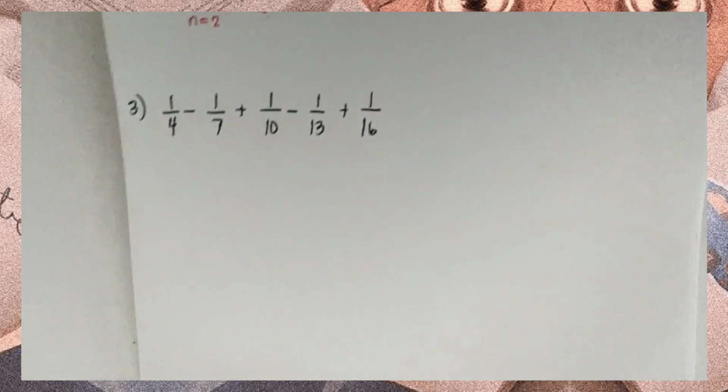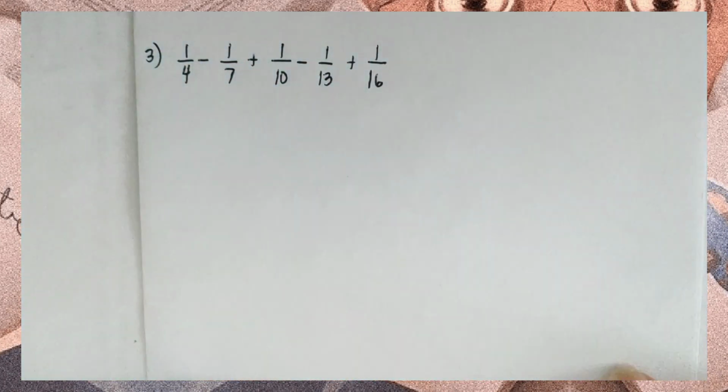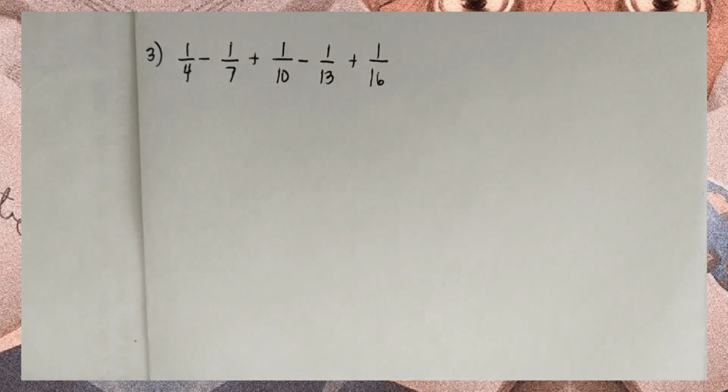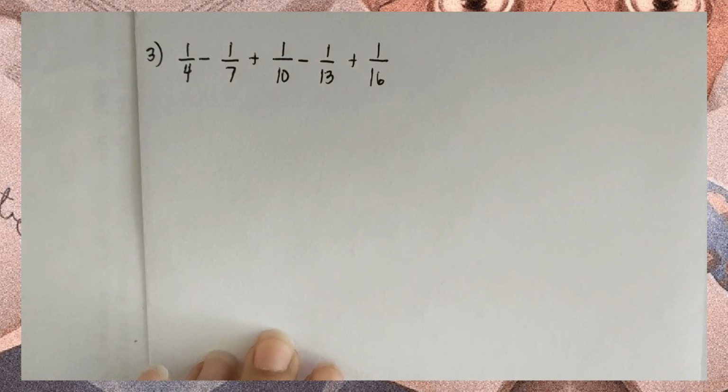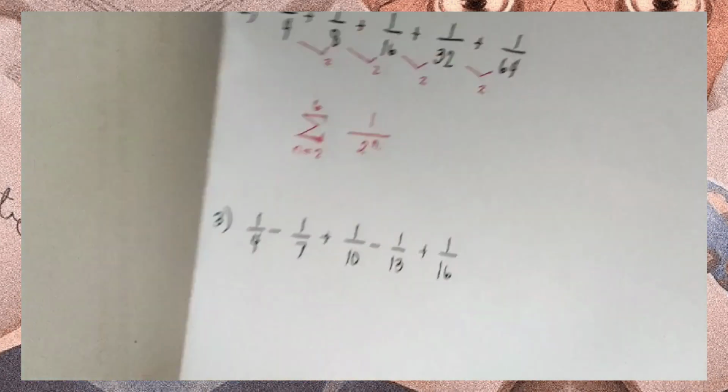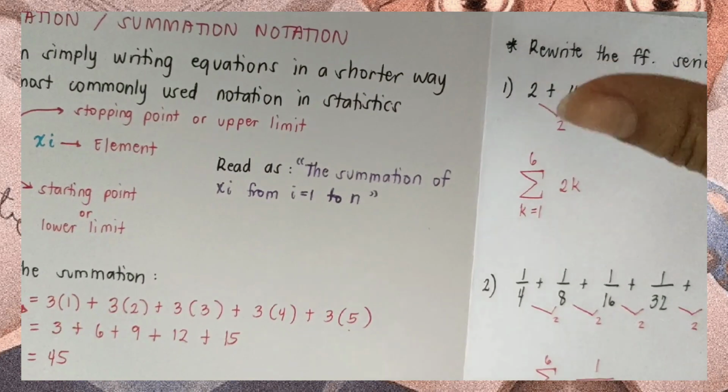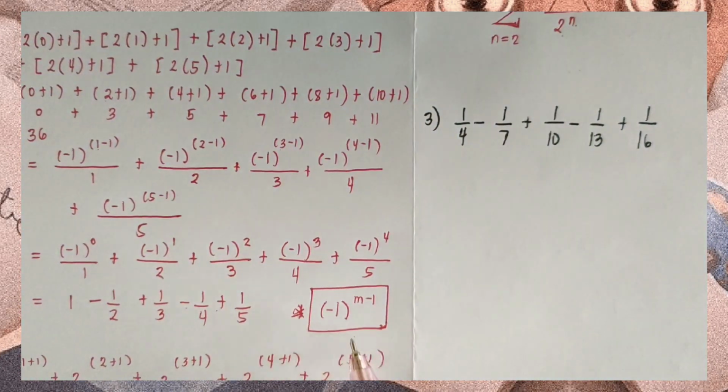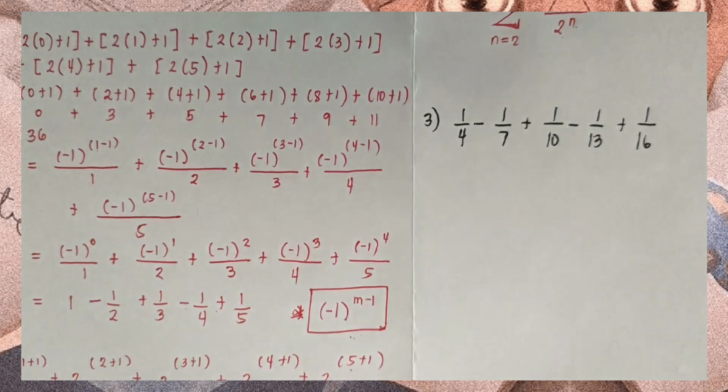Now let's proceed with our third example. The first thing that you need to do is always analyze. And what can you see? Very good. It contains alternating signs. If you have alternating sign, you will use the formula that I presented a while back, which is this one. -1 raised to m minus 1. We will use this formula for alternating signs.